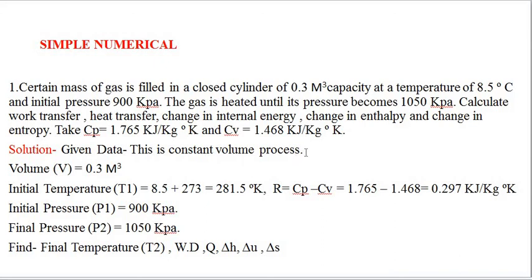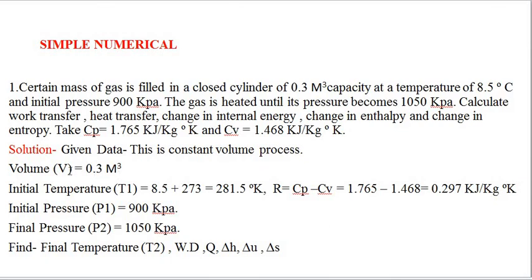Now how have we recognized it is a constant volume process? Because when you read the problem, a closed cylinder is given. Whenever a closed cylinder is there, there is no scope for change in the volume, so it automatically becomes a constant volume process problem, or it may be mentioned directly in the problem that this is a constant volume process. So we have written the type of process in the given data, then the volume of that particular container, which is given as 0.3 meter cube.